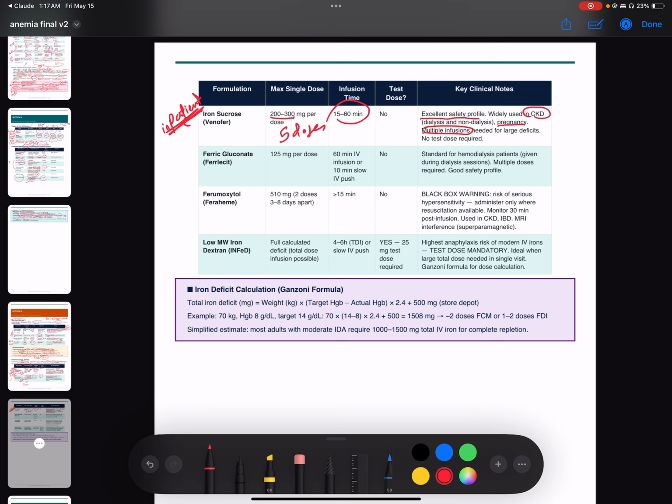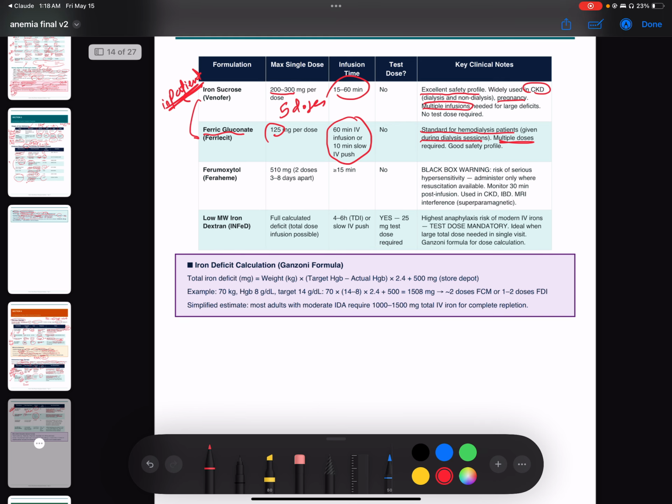So it went from 1500 and 2000 to 200, then here we have 125, which is the ferric gluconate, and usually they get it as a longer infusion, or it can actually be given as an IV push over 10 minutes, so it's a slow IV push. And the main thing is it's a small dose, so that's why you can give it as a push. It is the standard for hemodialysis patients because it can be given during the dialysis session. But since it's a smaller dose, you need multiple doses, right? So those two are not good options for outpatient, right?